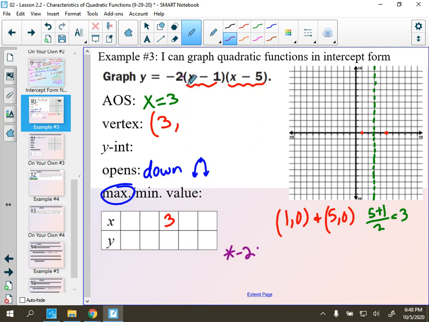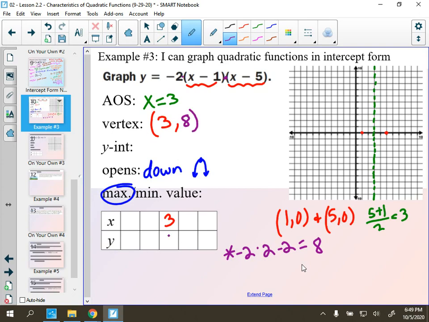All right, 3 up here. 3 minus 1 is 2. And then there's another times right here. So let's go another plug-in of 3. 3 minus 5 is -2. So in the end, the calculation to get our y coordinate of our vertex is -2 times +2 times -2, which is +8. 2 times 2 times 2. There's both negatives, so they cancel out. +8.